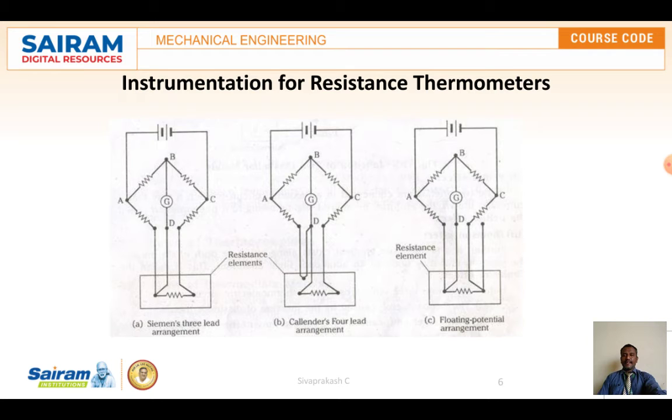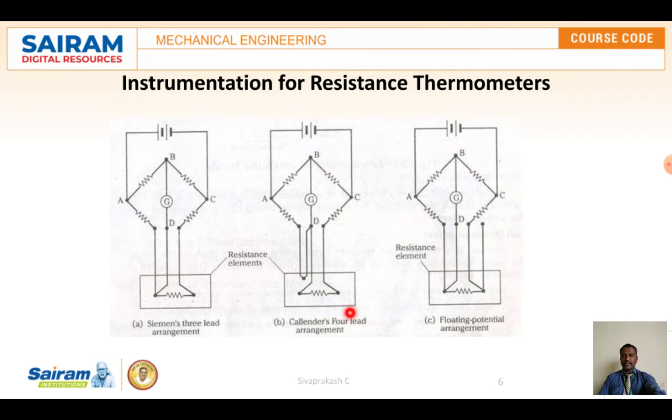The arms AD as well as DC each contain the same length of lead, with identical properties at identical ambient conditions. Then the effect introduced by one arm will be cancelled by the other arm. First we will discuss the Siemens 3-lead arrangement.